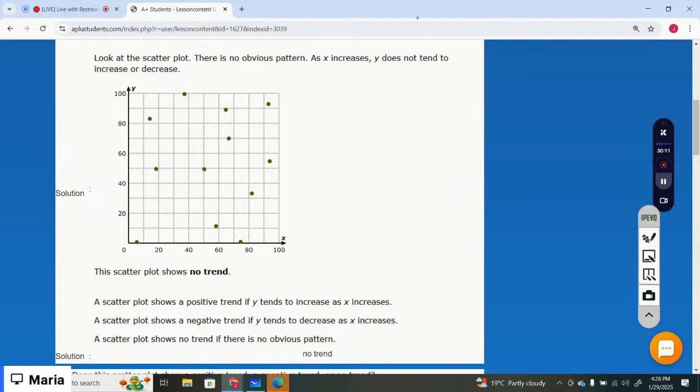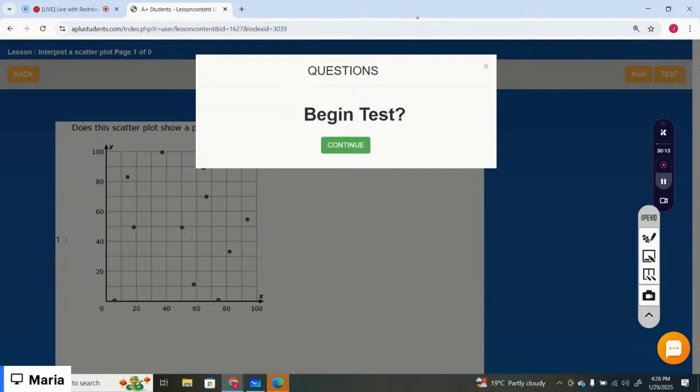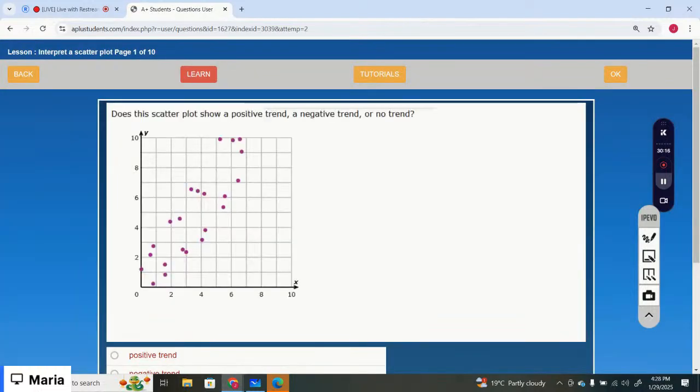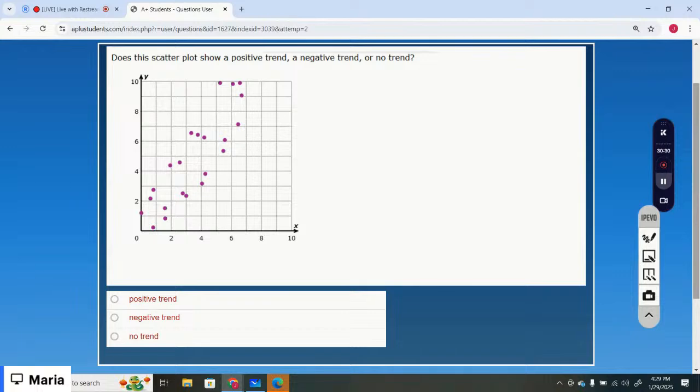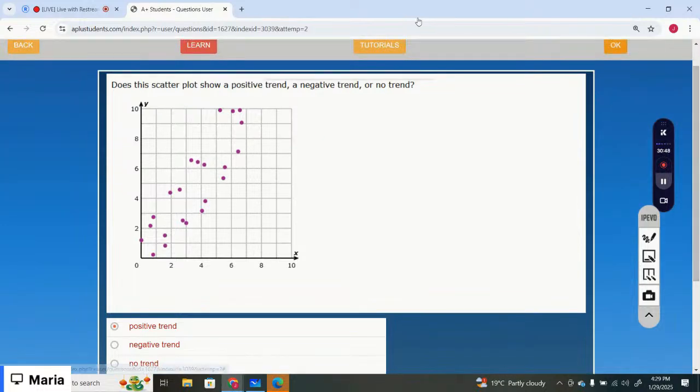Let's just start with the test questions. Does the scatter plot show a positive trend, negative trend, or no trend? The graph shows the positive trend. As the x values are increasing, the y values are also increasing, so the graph shows the positive trend.